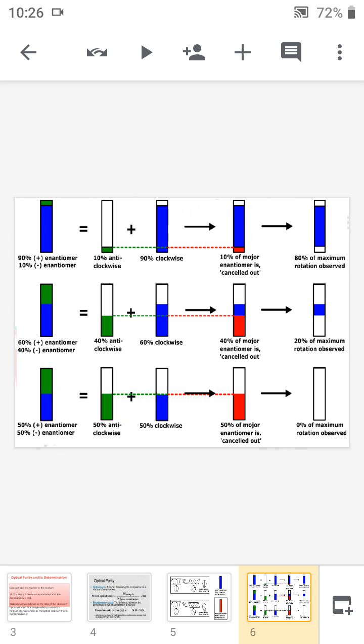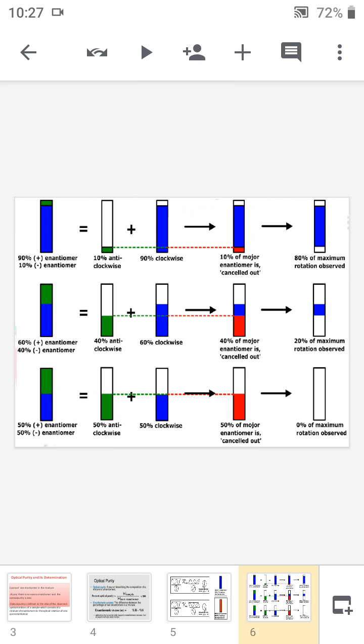So what happened in that mixture? See here in the first box, I have shown the 10% anti-clockwise in green color. The mixture can be split into 10% of the anti-clockwise and 90% of the clockwise enantiomeric compound. When we mix together, the 10% of the anti-clockwise molecule is compensated by 10% of the clockwise molecule, but there is 80% remaining in the mixture. That is our enantiomeric excess.